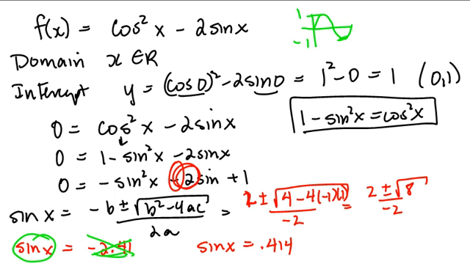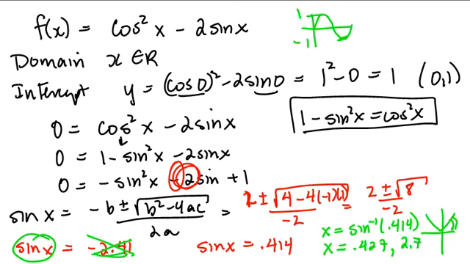Here I'm going to take the inverse sine, and I get x equals the inverse sine of 0.414, and I have my first answer, which is 0.427. And know that the sine function is positive in 2 quadrants. We've just figured out this one, so the second answer is 2.71. And so that's pretty complicated there for just finding the x-intercepts.